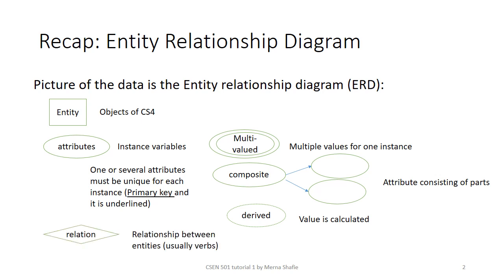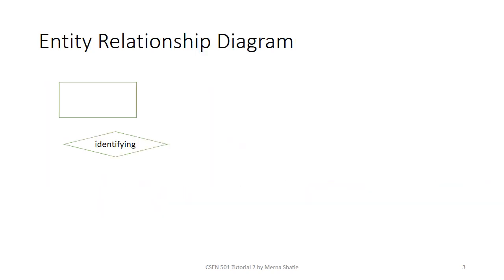We have also seen that the different entities have relationships that link different entities to one another, which usually consist of verbs. There is only one additional thing that we want to add to the normal ERD that we have seen, which is what we call a weak entity.